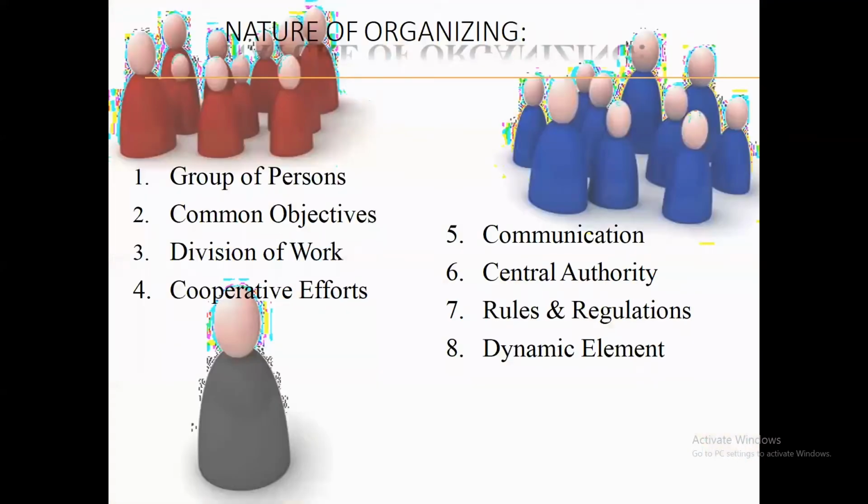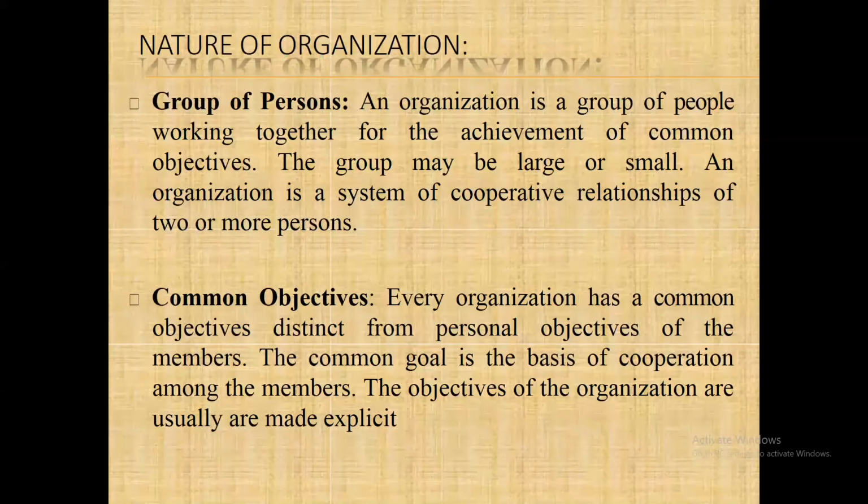Next we have the nature of organization. Over here, the first thing is group of persons. An organization is a group of people working together for the achievement of a common objective. The group may be large or small. An organization is a system of cooperative relationships of two or more persons.